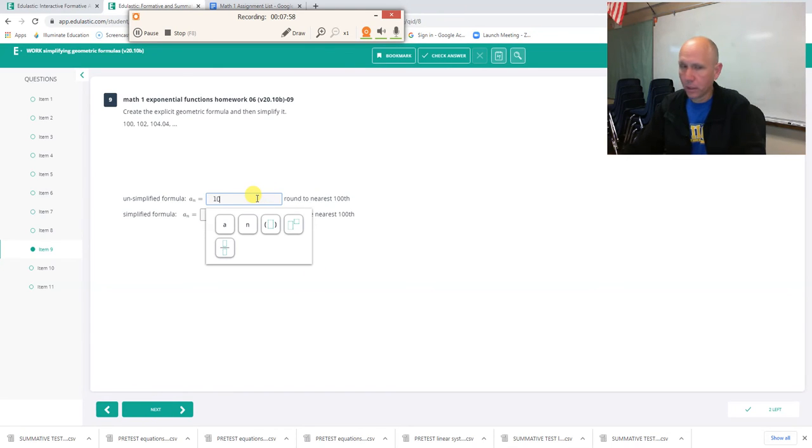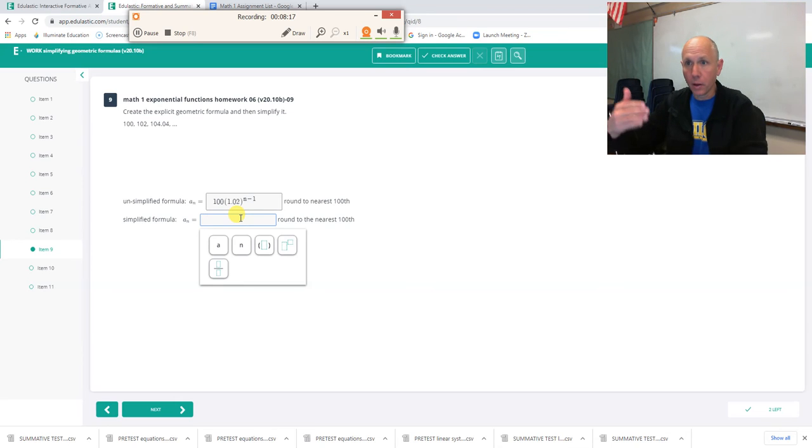Value of the first term is 100. The ratio is 102 divided by 100, which is 1.02, raised to the n minus 1. Normally I'm multiplying by 1.02, but to go the opposite direction, I divide by 1.02. So 100 divided by 1.02 takes me to 98.04. 98.04, ratio raised to the n power.